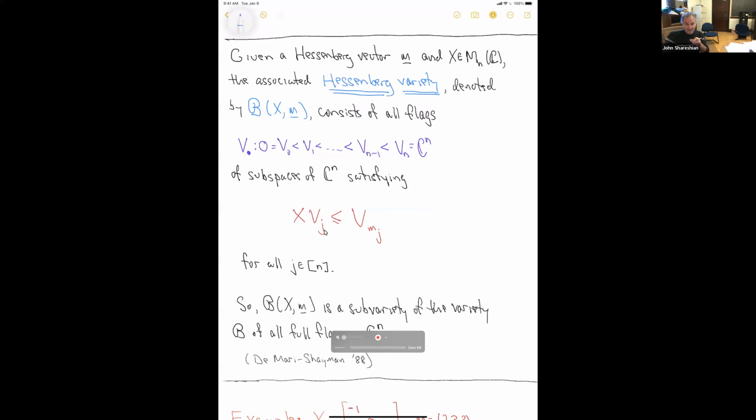So mj is at least j, so this is at least feasible, even if X is non-singular. The dimensions are okay. And so we check if for every j, when I apply X to the jth subspace, it's inside the mjth subspace. That's an algebraic condition. And so the set of all flags satisfying this condition for every j is a subvariety of the full flag variety.